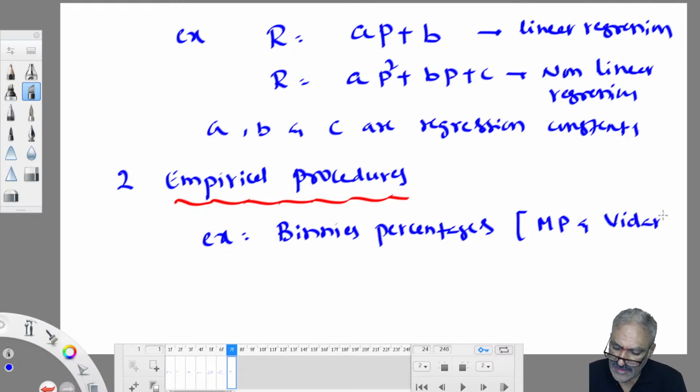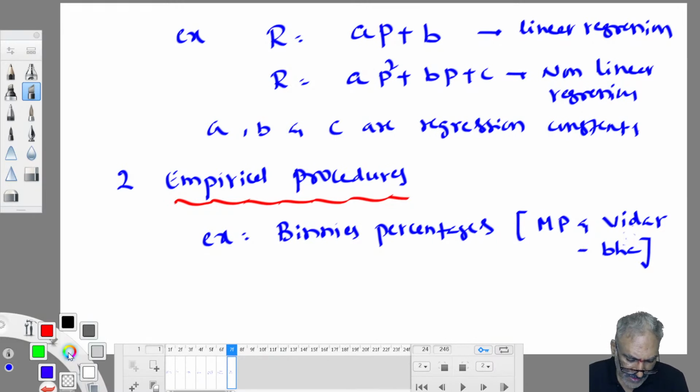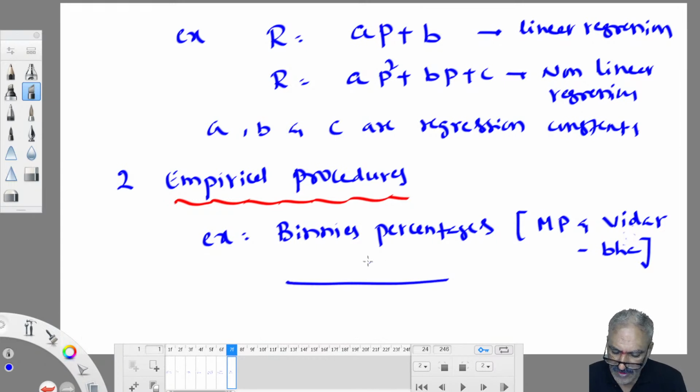Vidarbha means the Nagpur area of Maharashtra. The Nagpur part of Maharashtra is called Vidarbha. Vidarbha and Madhya Pradesh border each other. In that region, British people developed this procedure. Binnie's percentage is true only for catchments in Madhya Pradesh and the Nagpur region. Binnie developed a percentage table. You know the rainfall P, and the percentage of rainfall converted into runoff is given by Binnie's percentages.